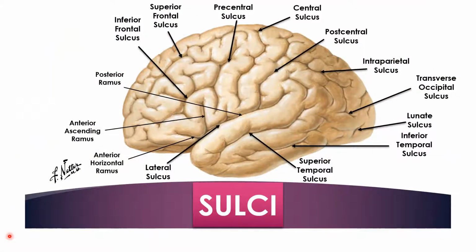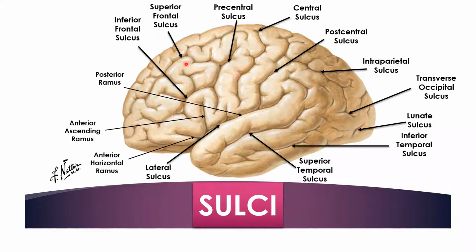Now this is the revision of the sulci we have discussed on the superolateral surface of the cerebral hemisphere. There is the central sulcus, which indents the superomedial border 1 centimeter posterior to the midpoint of a line between the frontal and occipital poles. Anterior to it is the precentral sulcus, and posterior to it is the postcentral sulcus.